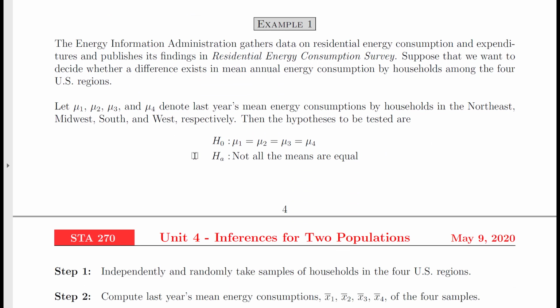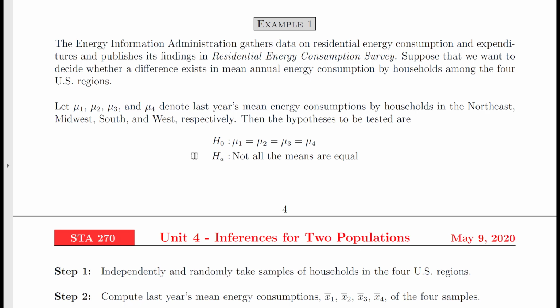So again, we're looking at the energy consumption for the 4 regions of the United States. And we have to first establish what our hypothesis test will be. And for a one-way ANOVA test, we're comparing means. So our null hypothesis is that all means are equal. In this case, we have 4 regions, so we have 4 means. The alternative hypothesis is that not all means are equal.